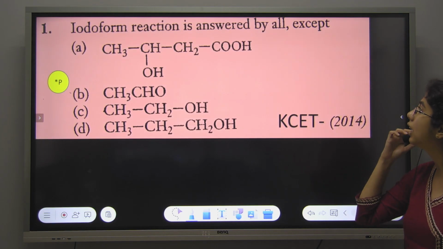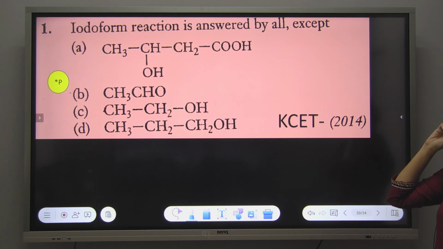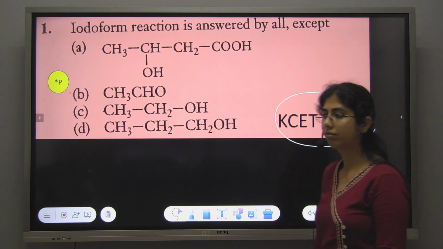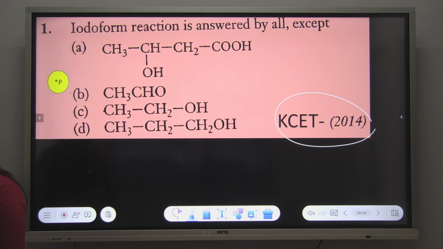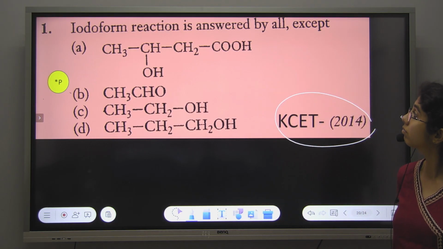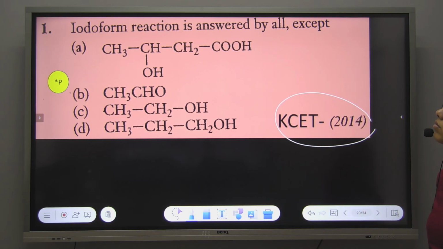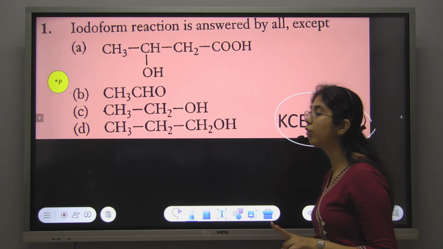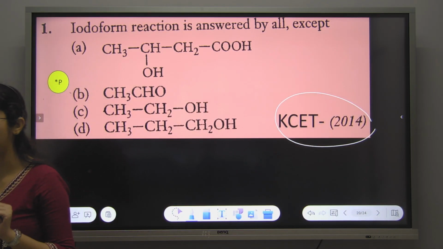Next, this question, a previous year question: iodoform reaction is answered by all except. That means one of the given options doesn't show iodoform. Option A? Option B? Option B, ma'am. Second one, right? You people are saying option B.